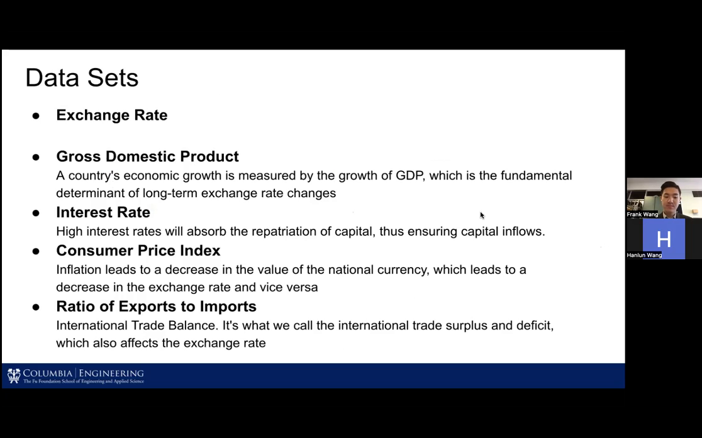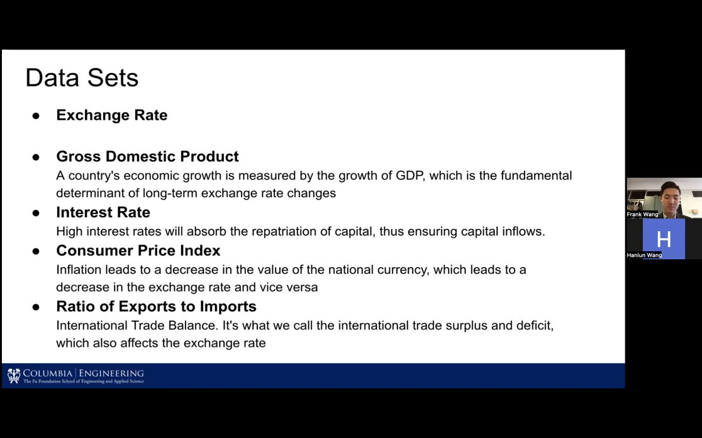Here are the data sets we use. The most important data set is the exchange rate, which is the exchange rate of the US dollar to other countries' currency. We use 10 years of data for the learning, and for prediction, the users will input a month of data to predict 7 days of data. The other data sets help with the learning.